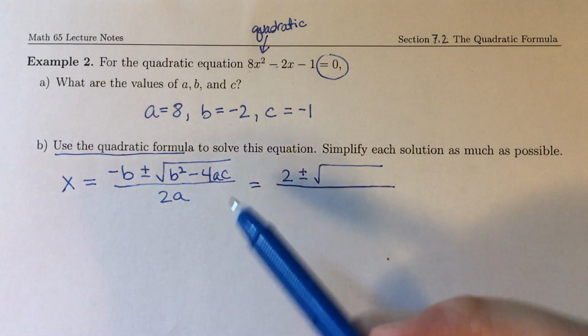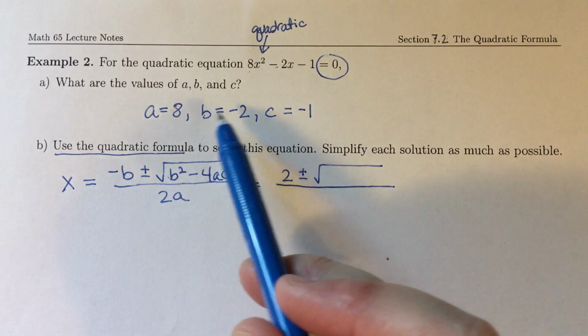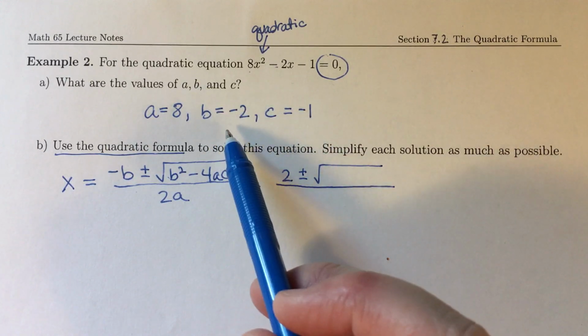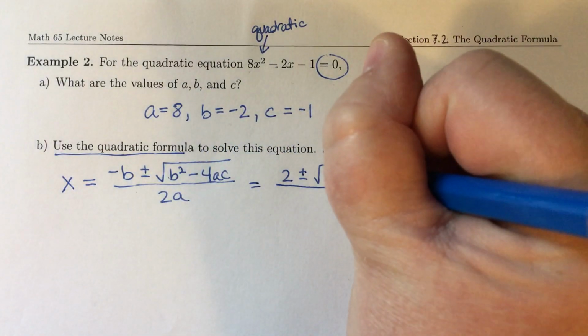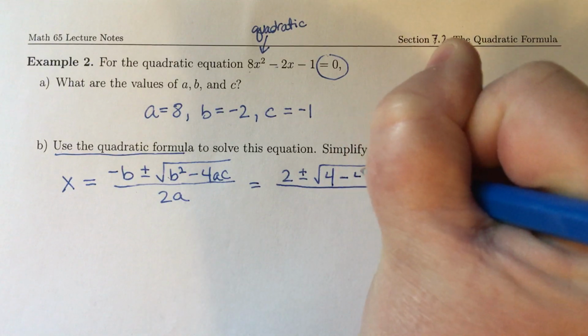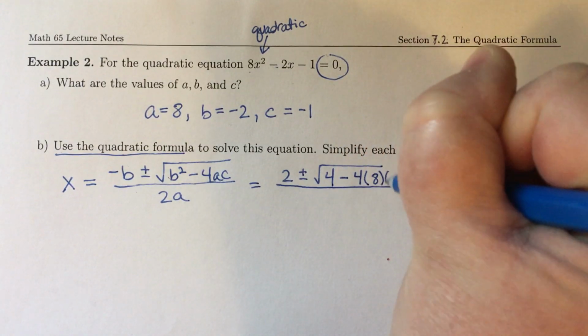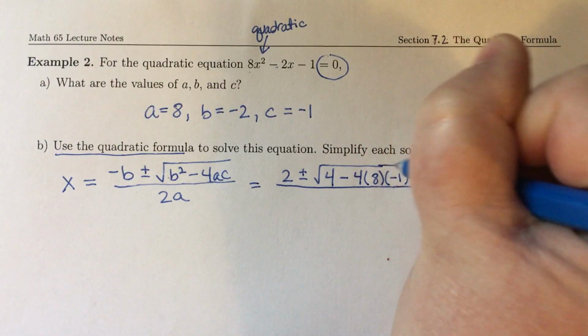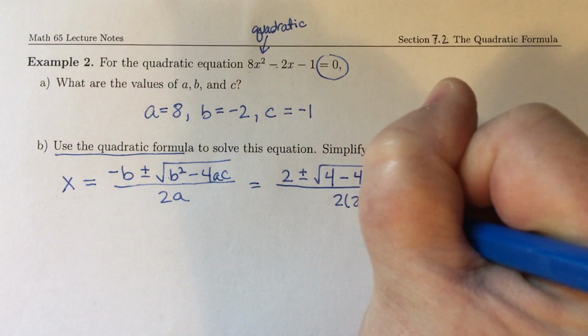I would suggest always doing b squared in your head if possible, especially when it's a negative. You don't need to use a calculator for that. -2 squared makes a +4. Minus 4 times 8 times -1. All over 2 times 8.